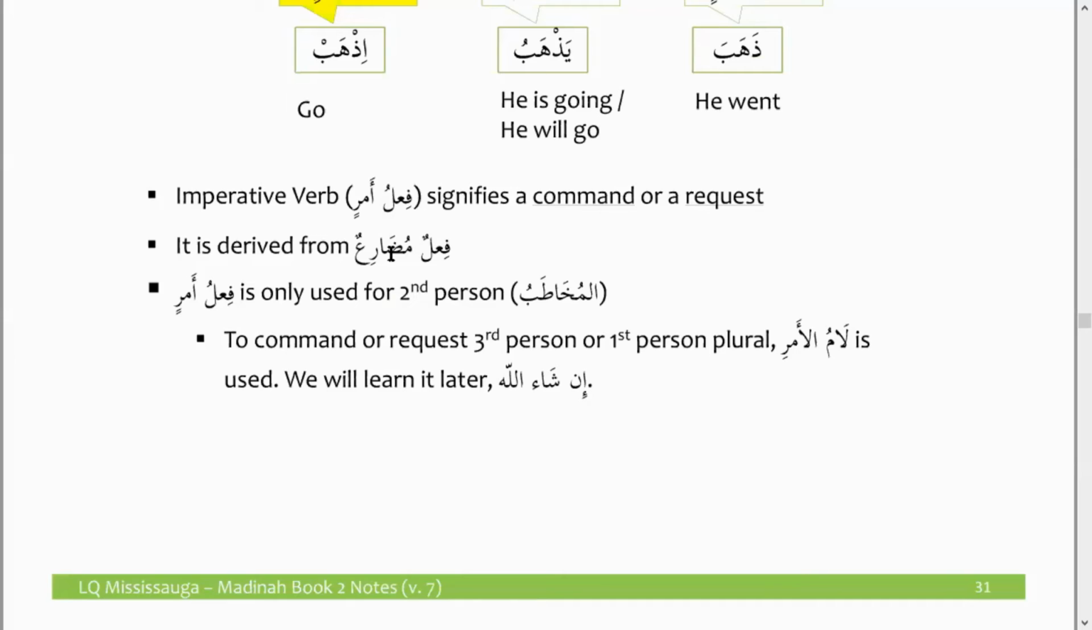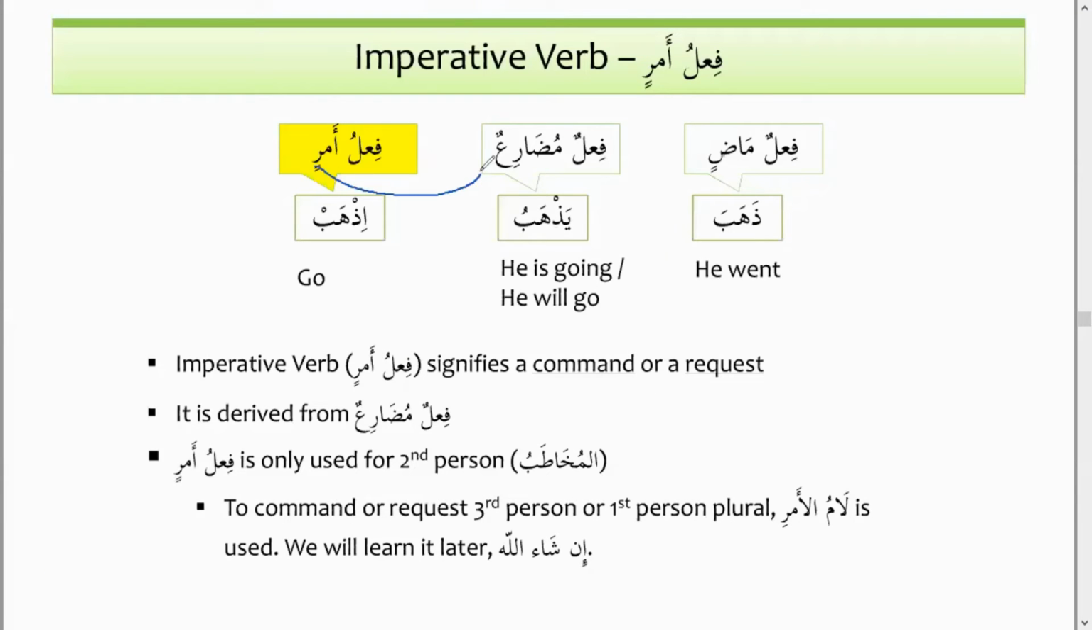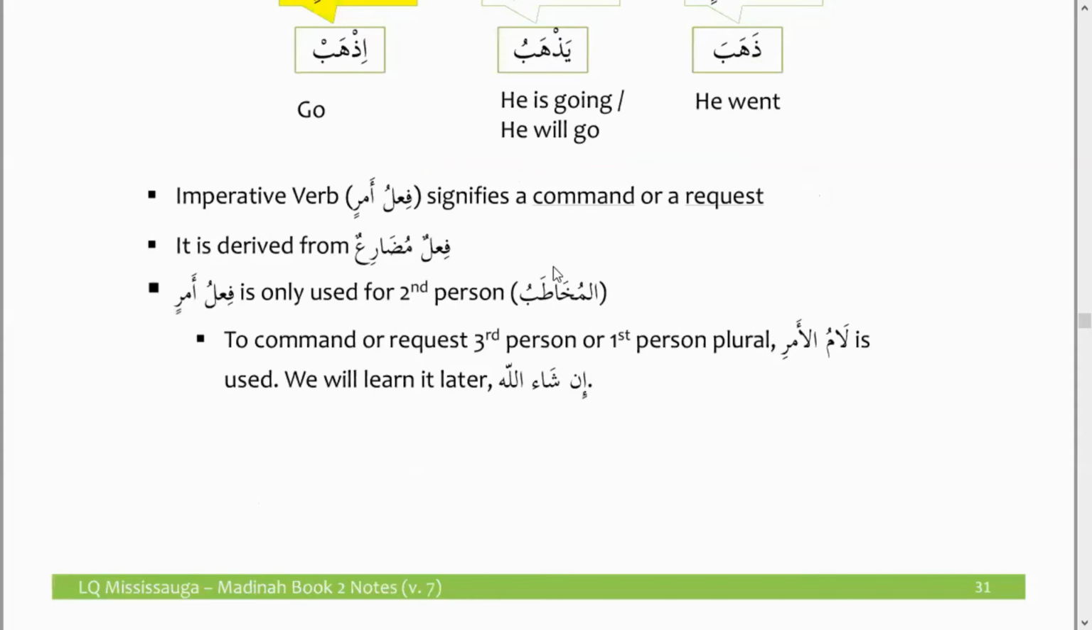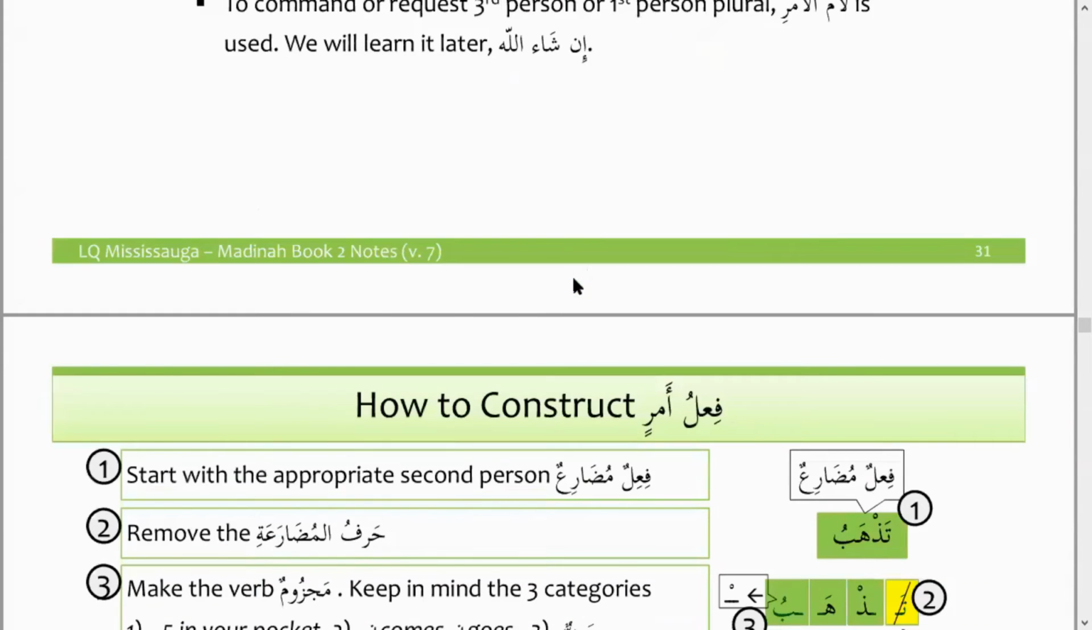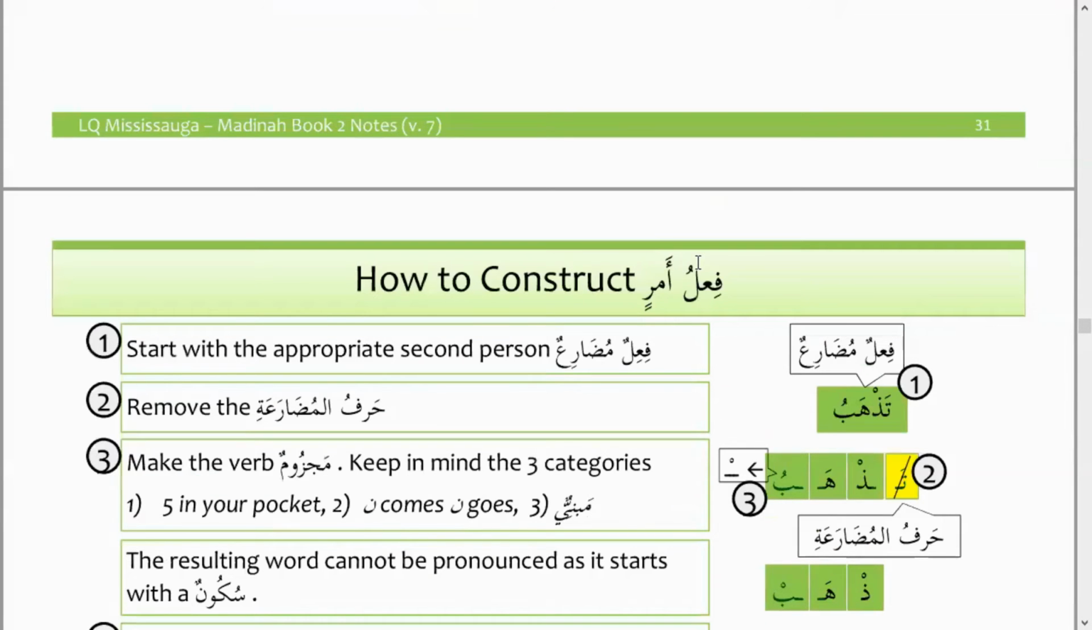It is derived from fail mudari. So fail amr comes only from fail mudari. To command, and this is only for second person. We will learn third person or first person in book 3, inshallah. It's called lamul amr. Lamul amr we'll learn in book 3, inshallah. It's not that difficult, but we won't go into that. We are just learning how to command a person who is second person, who's in front of us, mukhatab. It's very easy, not that difficult like mudari. Just 6 sigha, 6 of them. So how to construct fail amr?